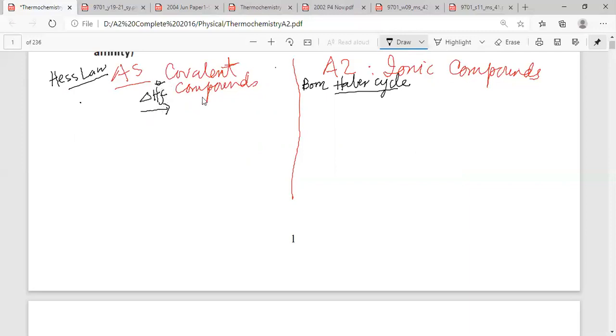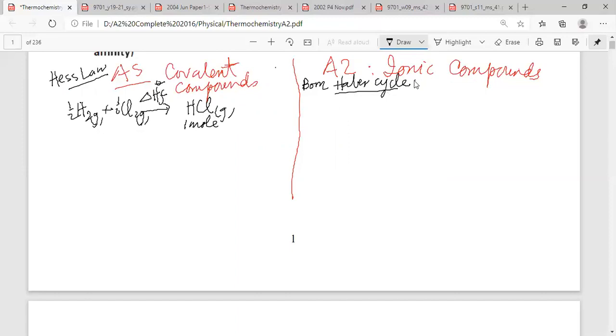Of HCl, which means 1 mole of HCl formed from its elements, which is H2 gas plus Cl2 gas. Since 1 mole, the heat of formation means that 1 mole of the compound is formed from its elements under standard conditions, which means it's gas as well. So it's half here and half here. Now this is what you learned in your AS, isn't it?